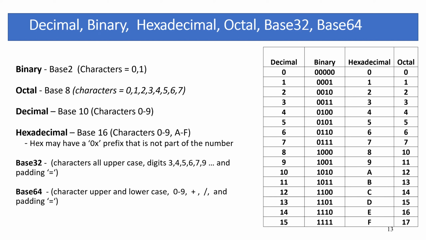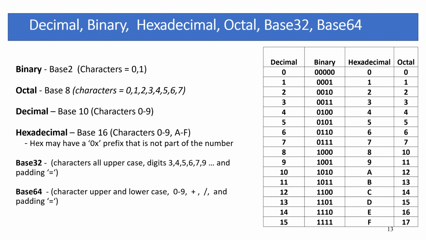Decimal, 0 to 9, that's 10 characters, because remember, 0 is a number. Hexadecimal is 0 to 9, A to F. Hexadecimal is base 16. So you go 0 to 9. The number 10 in hexadecimal, decimal 10, is A, Alpha. The number 11 is B, Beta. Charlie, C, is 12, and so on, all the way up to the number 15, which is F.